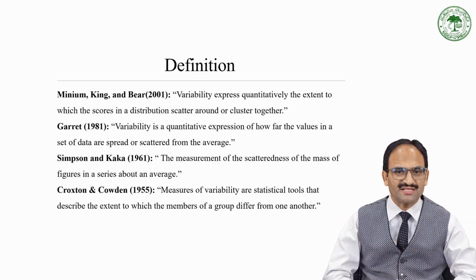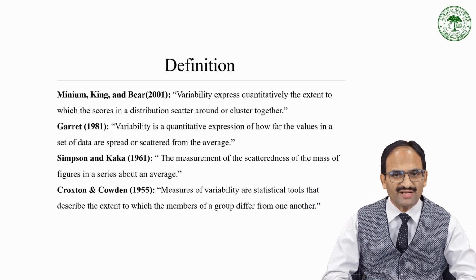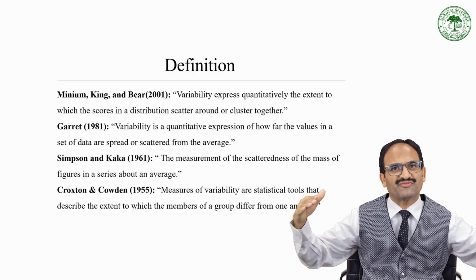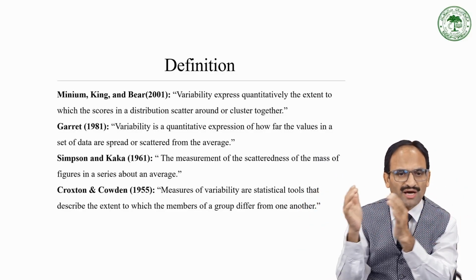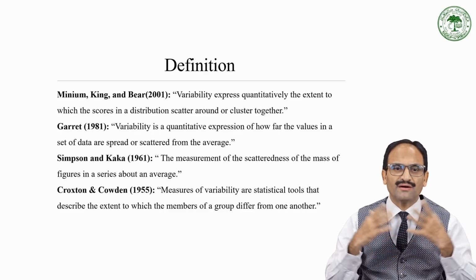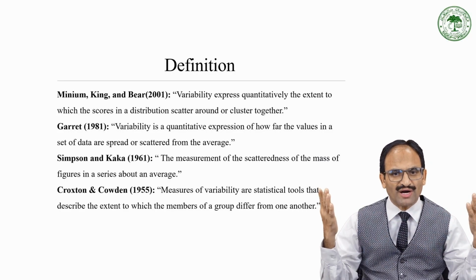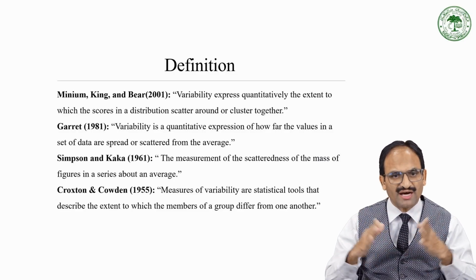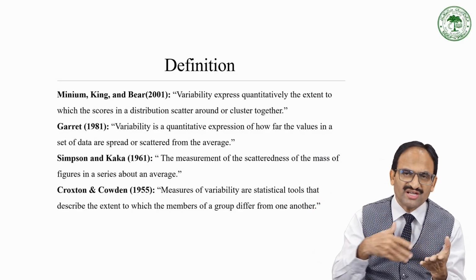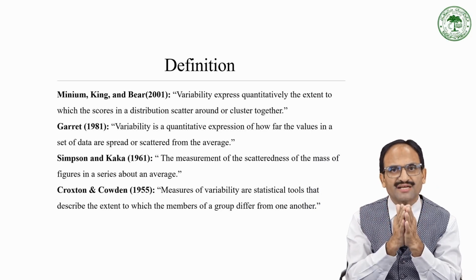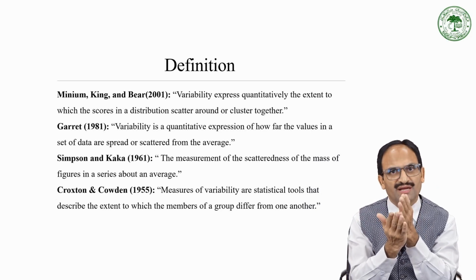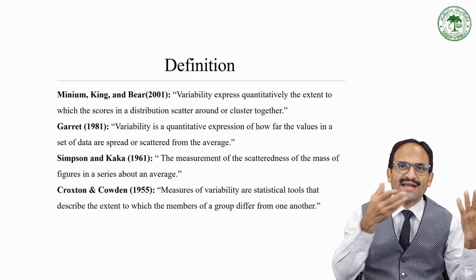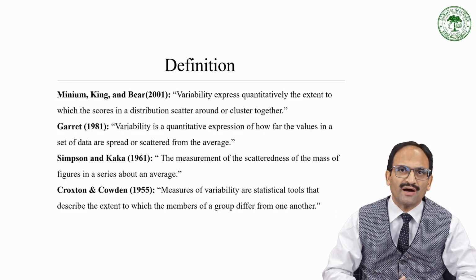The first definition says variability expresses quantitatively the extent to which the scores in a distribution are scattered around or clustered together. I mean a certain kind of spread of the scores from the lower one to the higher one. The second definition says variability is a quantitative expression of how far the values in a set of data are spread or scattered from the average. So, whenever we talk about variability, we measure it in terms of the average, the mean or median or mode, whatever is the case.